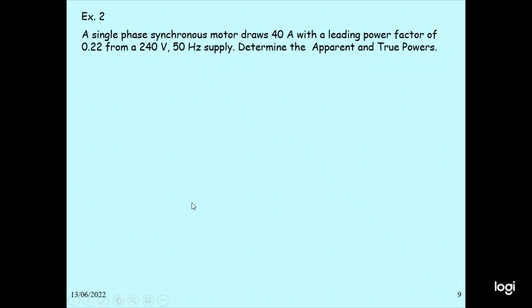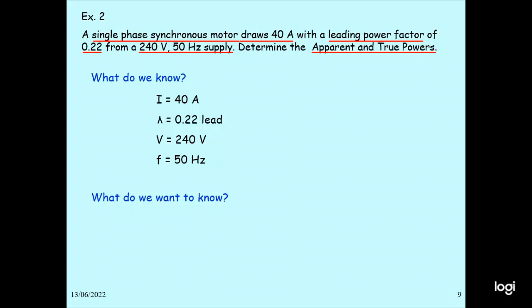A single phase synchronous motor draws 40 ampere with a leading power factor of 0.22 from a 240 volt 50 Hz supply. Determine the apparent and true power. So what do we know? Current is 40 ampere, power factor is 0.22 leading, voltage is 240 volt, frequency 50 Hz. What do we want to know?